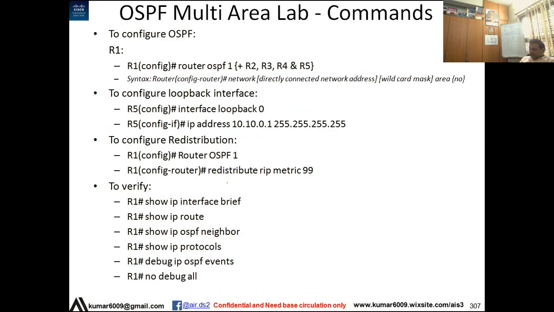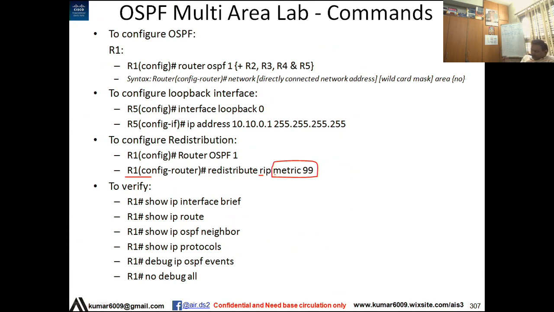Just this command. Go to R1 and say redistribute RIP routes and give the metric value 99. Why 99? Because RIP metric and OSPF metric are different. RIP is 1 to 15. OSPF will go much more than that. OSPF is bandwidth divided by bandwidth, it's too much, so we don't know how much it will give.